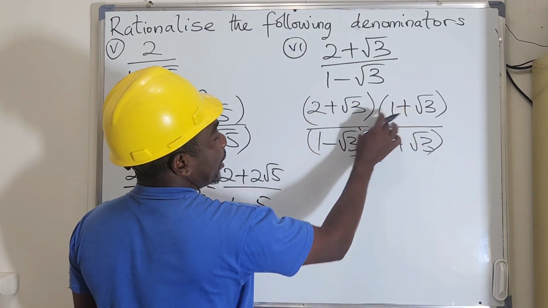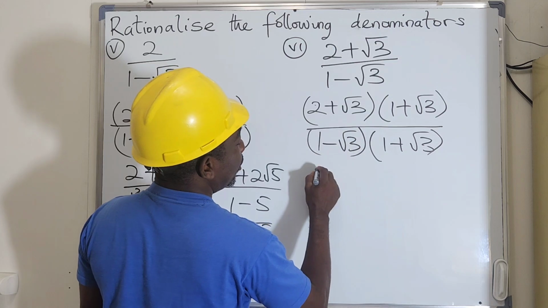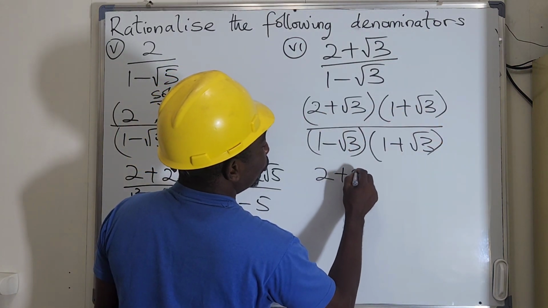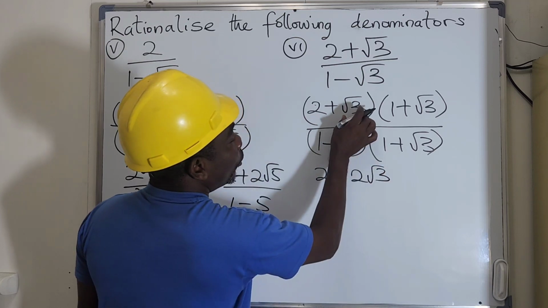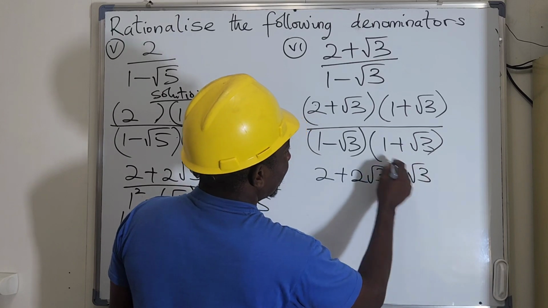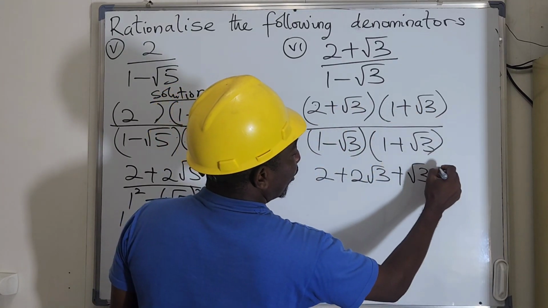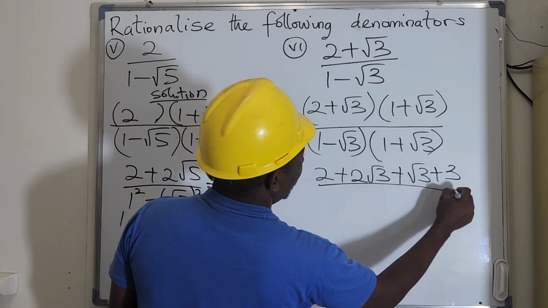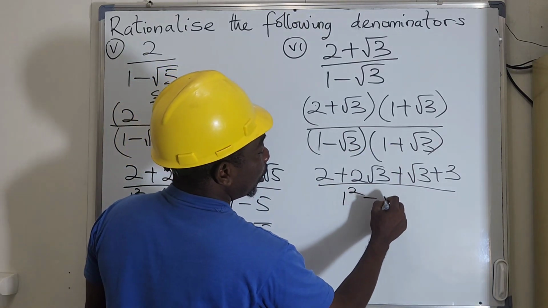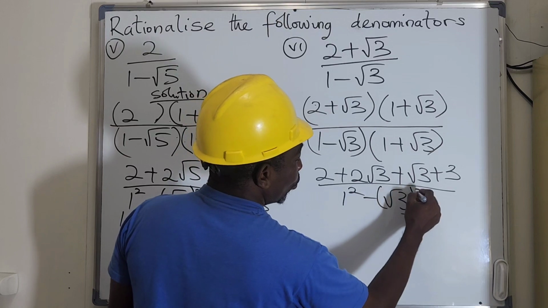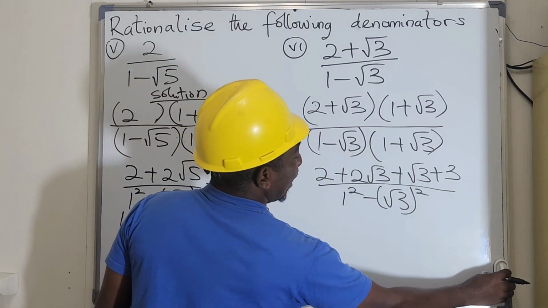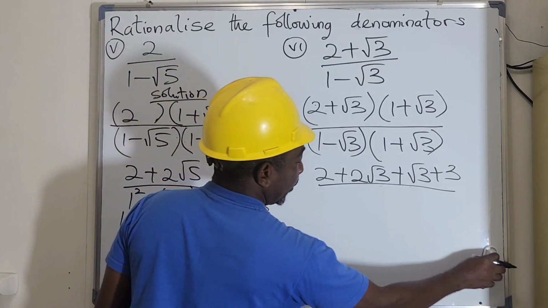So expanding this, we have 2 times 1 is 2. Then we have 2 times root 3, we have plus 2 root 3. So we have root 3 times 1, we have plus root 3. Then we have root 3 times root 3, we have plus 3. All over, we can go ahead and say 1 squared minus root 3 squared. Or we can also expand. Expanding that will give us this way.